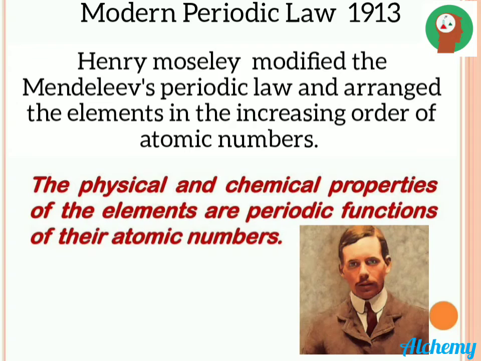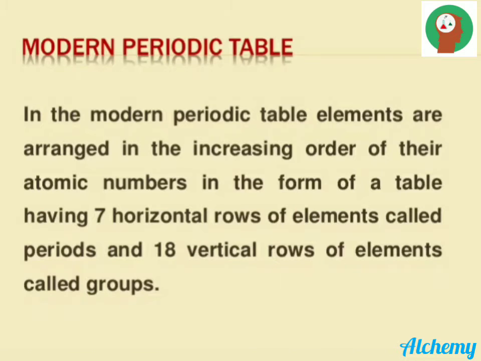In 1913, Henry Moseley modified Mendeleev's periodic table and arranged the elements in the increasing order of their atomic numbers, and this is called the modern periodic law. According to the modern periodic law, the physical and chemical properties of the elements are a periodic function of their atomic numbers. In the modern periodic table, elements are arranged in the increasing order of their atomic numbers in the form of a table having 7 horizontal rows of elements called periods and 18 vertical rows of elements called groups.